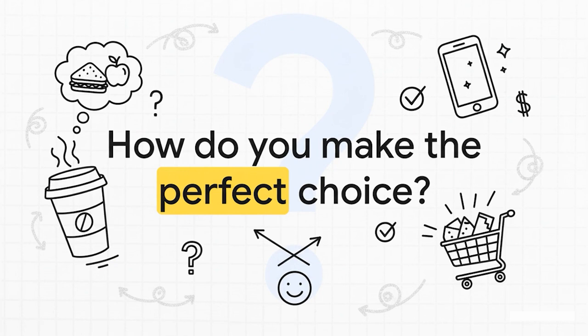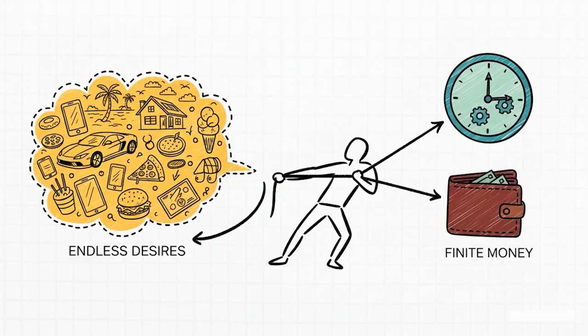It's a question that's always there. Whether you're grabbing a coffee, deciding on lunch, or even choosing a new phone, you're constantly making these decisions. But how do you land on the one choice that gives you the most possible satisfaction? At its heart, this is the fundamental problem of economics. We all want a million things, but our resources, our money, our time are limited. So today, we're going to explore the pretty elegant model economists use to solve this universal puzzle.